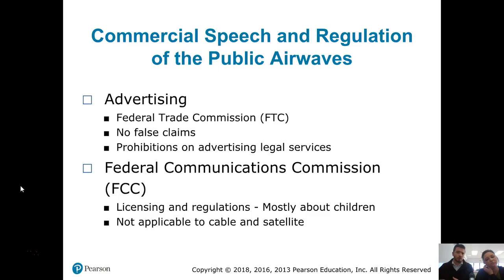If children are able to hear or see something, then you're going to be really restricted in what you can say. That's why late night TV shows actually have a lot more freedom, because kids are probably asleep.